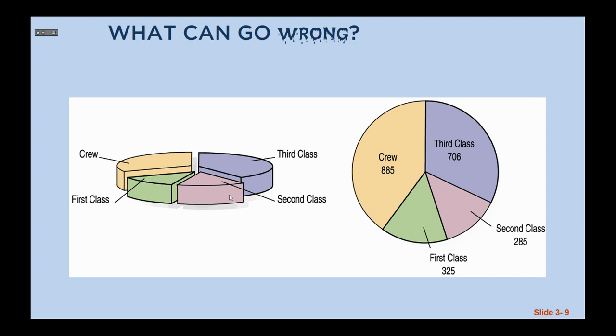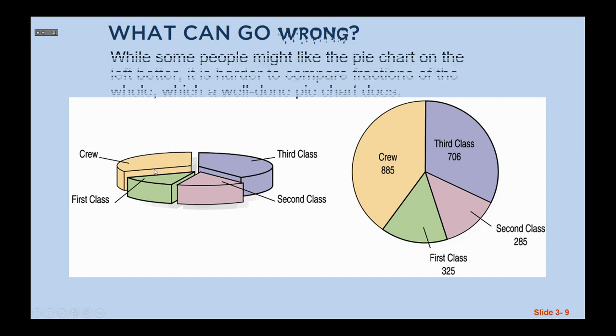When we do that, though, if we lay it flat here like we do in Excel, if you ever tried to make a graph in an Excel document, you lose that perspective, and we can't quite see how much the first class relates to the crew when it's laid flat. So don't do that.